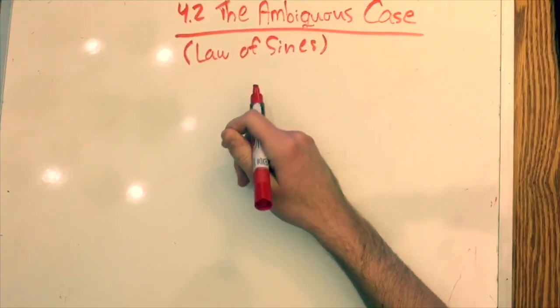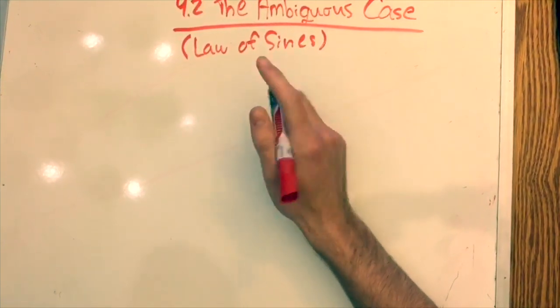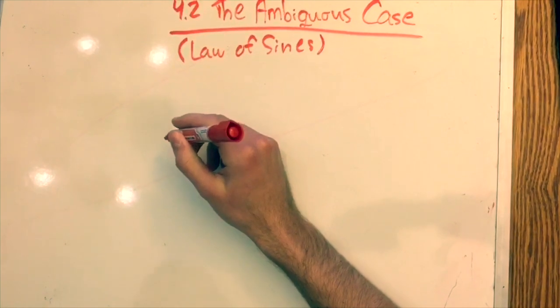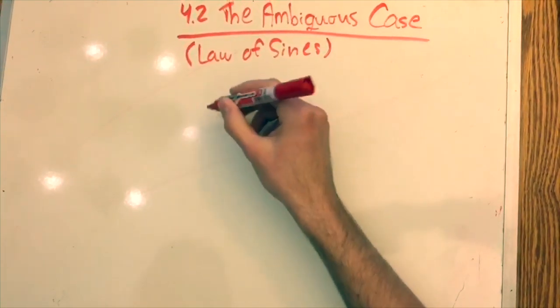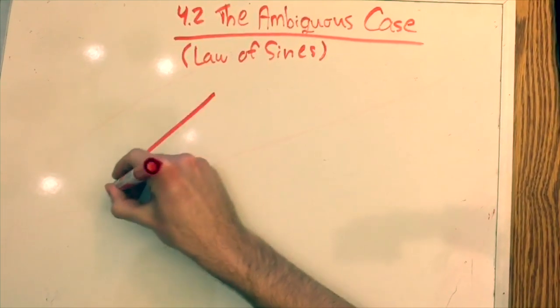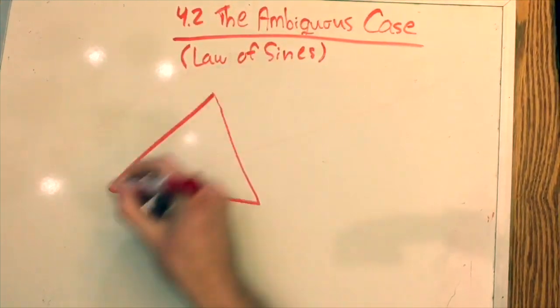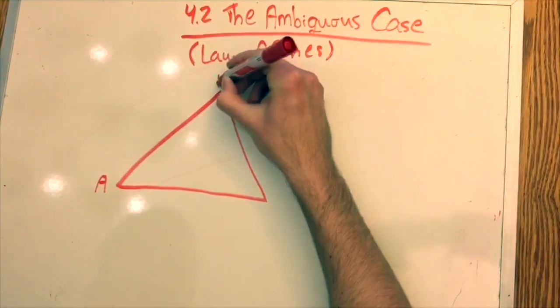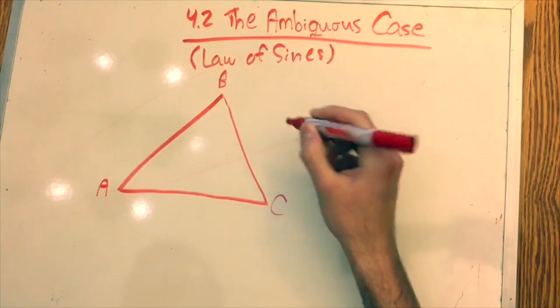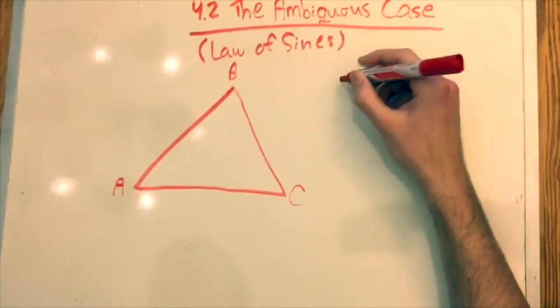Alright, so this is 4.2, the ambiguous case, law of sines. The first step in solving these problems is to draw out your normal triangle. It doesn't have to be drawn to scale. A, B, C. The next step is to draw your angle measurements.